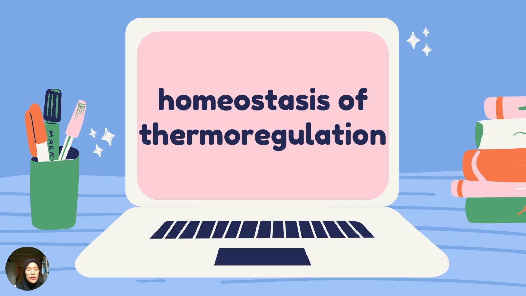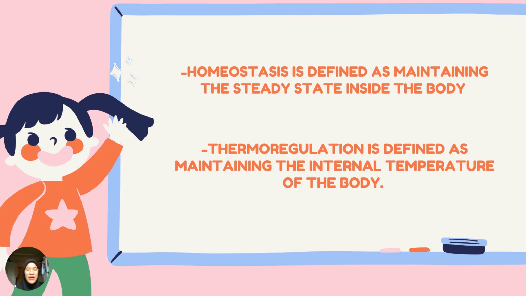And today, I will talk about homeostasis of thermoregulation. And what is homeostasis and thermoregulation? Homeostasis is defined as maintaining the steady states inside the body, while thermoregulation is defined as maintaining the internal temperature of the body. Temperature regulation is a type of homeostasis and it means preserving a stable internal temperature in order to survive.